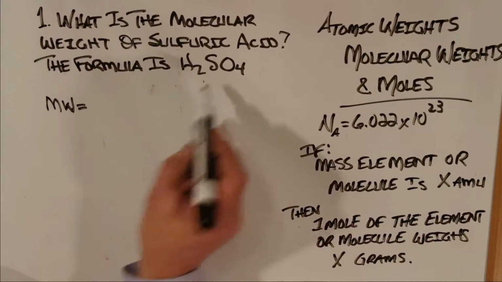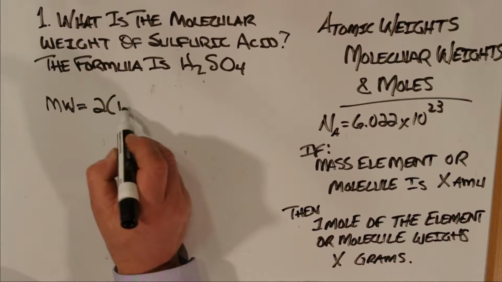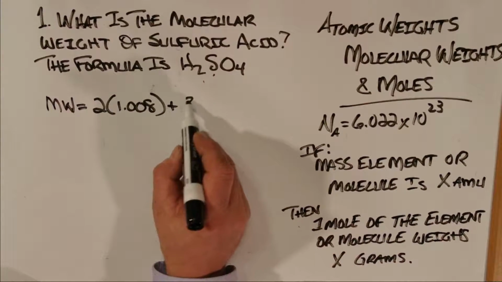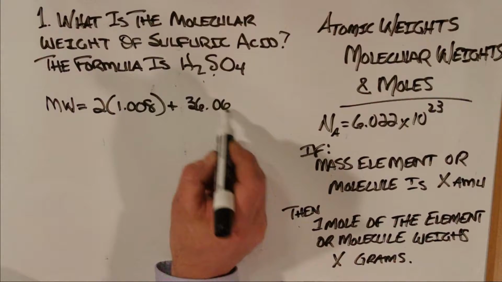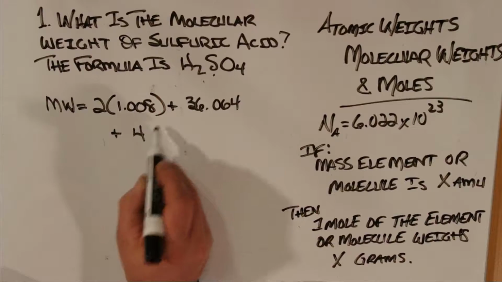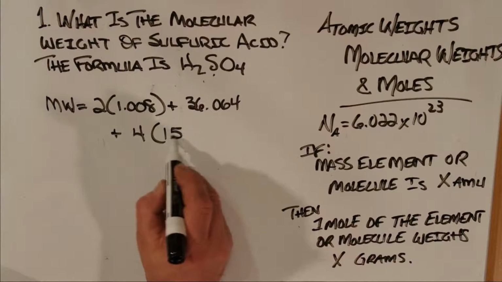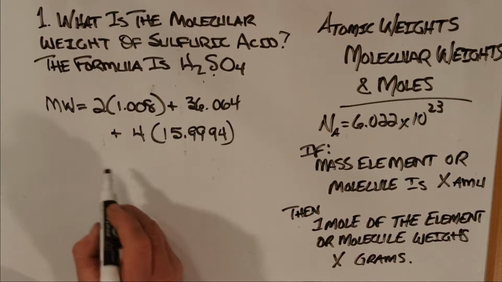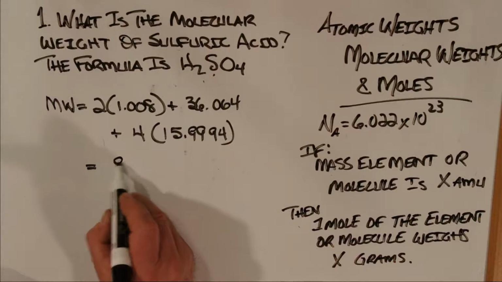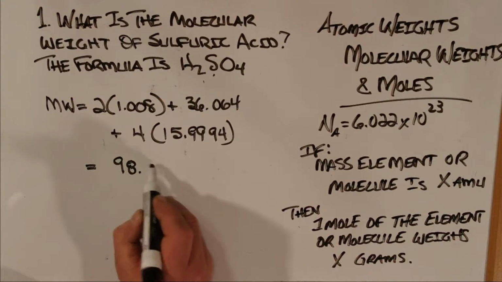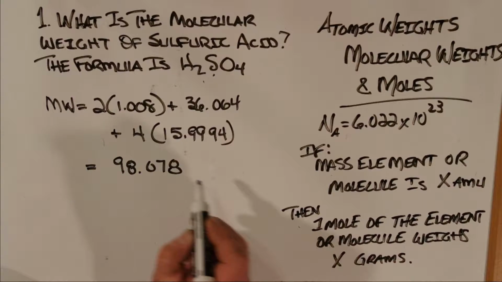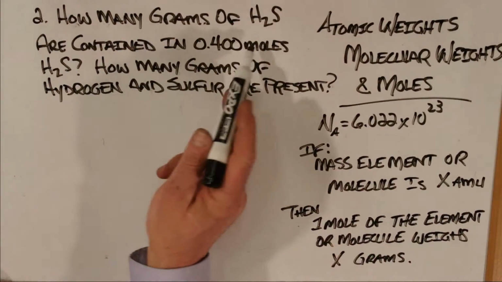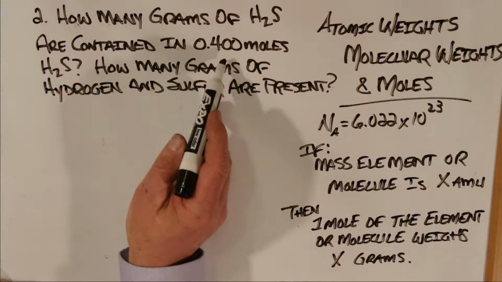We're asked to find, in the first question, the molecular weight of sulfuric acid. The formula is H2SO4. Taking the numbers from the periodic table, we have 2 hydrogens, so 2 times 1.008 plus 32.064 plus 4 times the weight of oxygen, 15.9994. Do the arithmetic and come up with an answer of 98.078 atomic mass units.